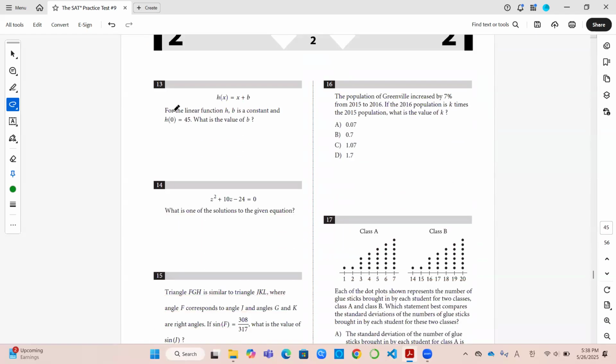Easy one here. For the linear function h, b is a constant and h of 0 is 45. What is the value of b? Just simply put 0 here. So 0 plus b is equal to 45. b is 45. Okay, simple and straightforward.